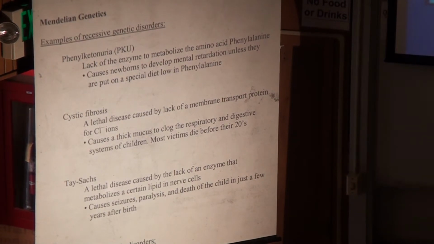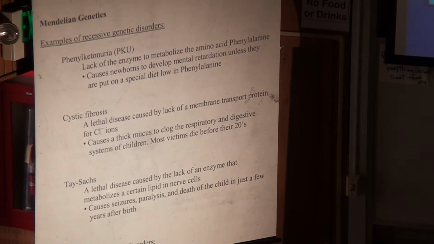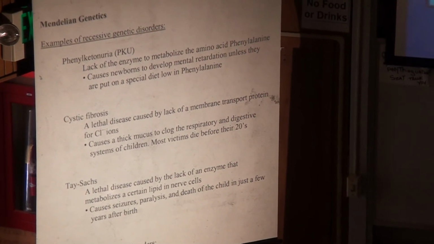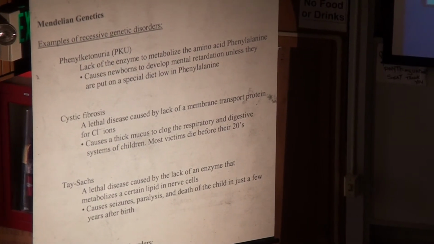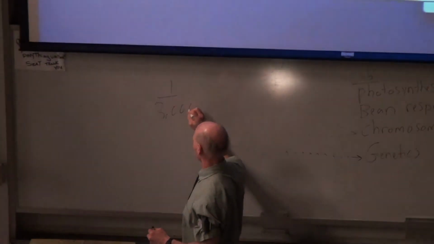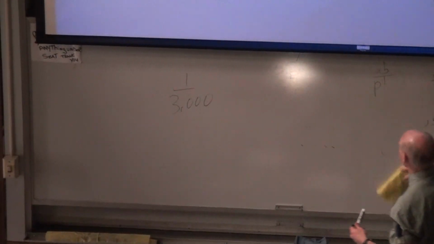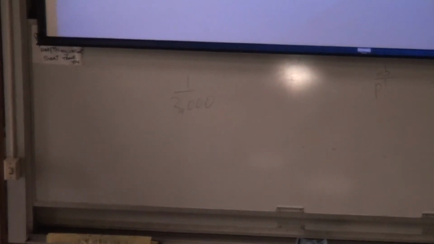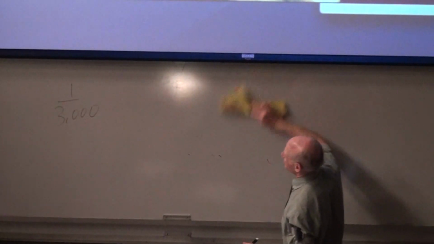And a good example of that is one called cystic fibrosis. In people of European descent, the incidence of cystic fibrosis is fairly high. You don't have to know the exact number, but it's somewhere in the neighborhood of 1 in 3,000 children is born with cystic fibrosis in people of European ethnic group. But in other ethnic groups around the world, it's a lot lower, like 1 in 10,000 or something.